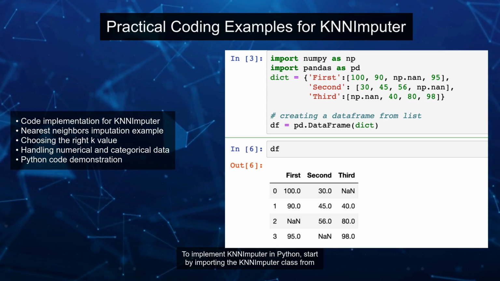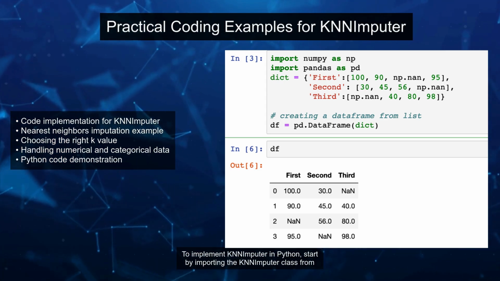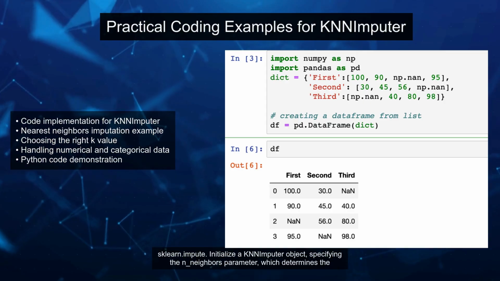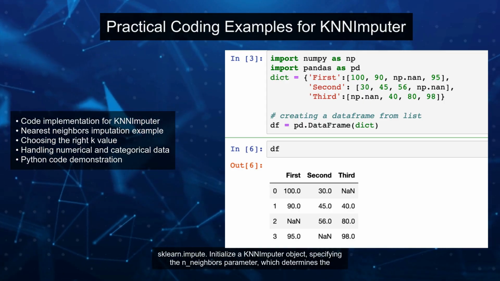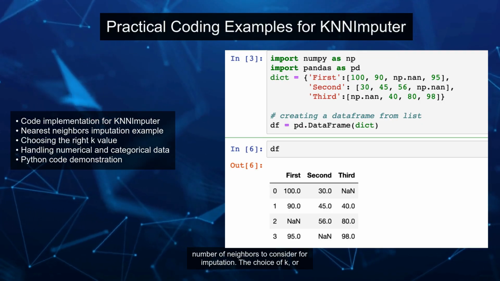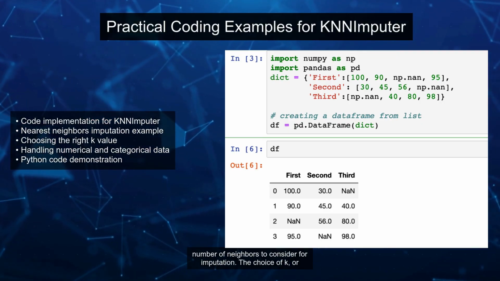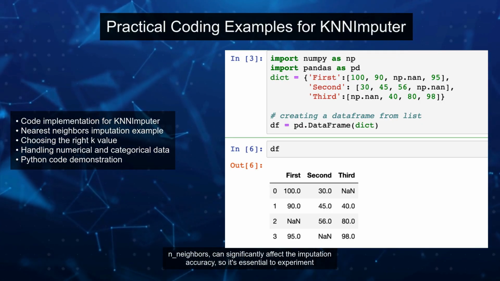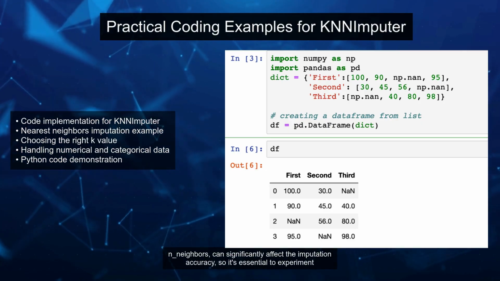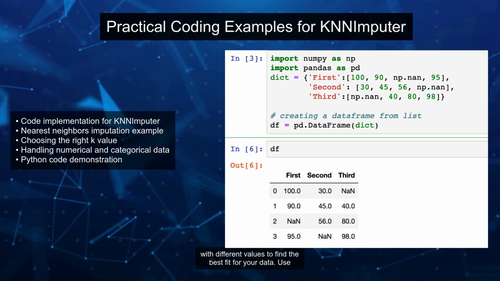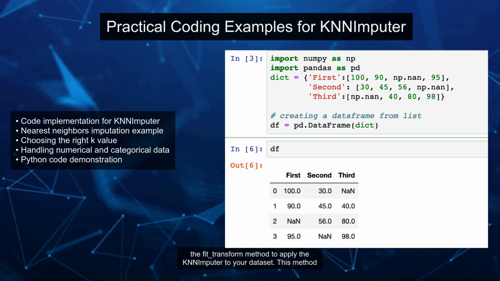To implement an imputer in Python, start by importing the Imputer class from Scikit-learn.impute. Initialize an Imputer object, specifying the n_neighbors parameter, which determines the number of neighbors to consider for imputation. The choice of k, or n_neighbors, can significantly affect the imputation accuracy, so it's essential to experiment with different values to find the best fit for your data.